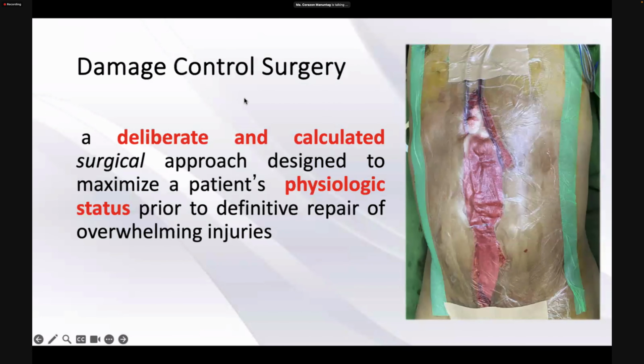So we go on to your damage control surgery, which is still part of circulation kasi nga hindi ka aalis ng ABC kung hindi pa stabilize yung pasyente mo. So C, part of your hemostatic resuscitation, is your damage control surgery, a deliberate and calculated surgical approach to maximize the physiology of your patient prior to definitive repair of your overwhelming injuries. So, tatlo yun. Degree of physiologic insult, estimated blood loss, and injury pattern identified, which will trigger your use of damage control surgery.